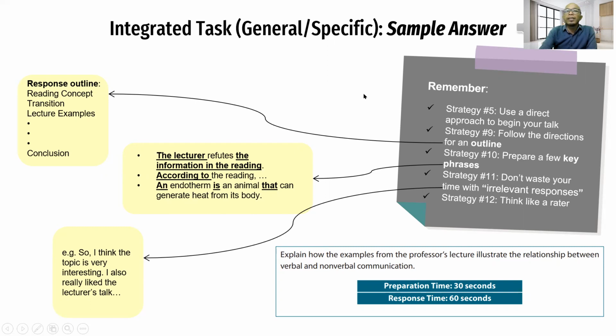Now, let's listen to an example of an excellent response that applies all of the strategies.